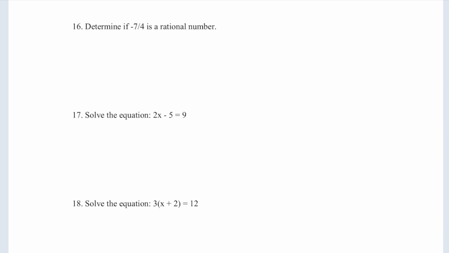All right, so determine if negative 7 over 4 is a rational number. So this is just knowledge, so the answer is yes, and that is because it can be expressed as a ratio of 2 integers.